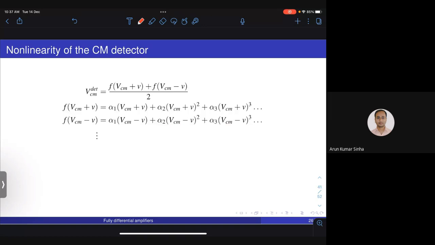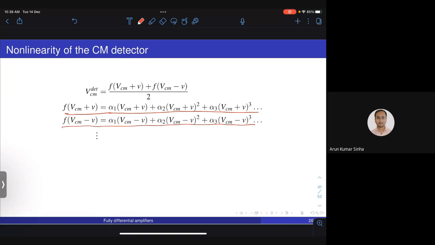What happens because of the non-linearity? The non-linearity can be written like this: f of VCM plus V can be written as some alpha 1 into (VCM plus V) plus alpha 2 into (VCM plus V) the whole squared plus alpha 3 into (VCM plus V) the whole cubed, and so on. So basically, the non-linearity will generate harmonics of the input signal. Similarly, f of VCM minus V. Assuming that the two source follower buffers are matched, the coefficients alpha 1, alpha 2, and alpha 3 will be equal.